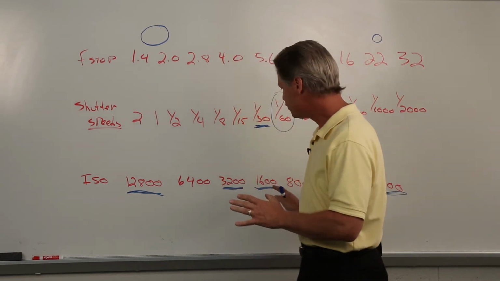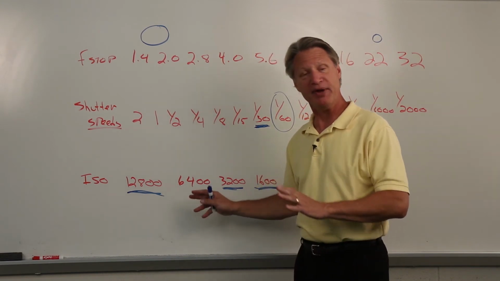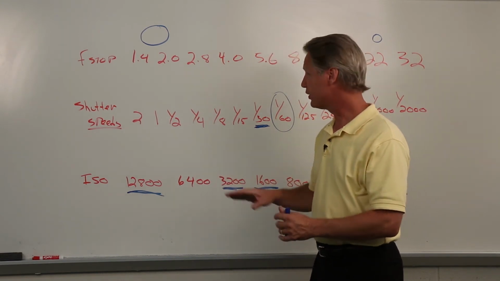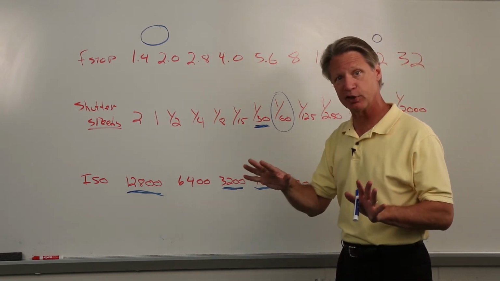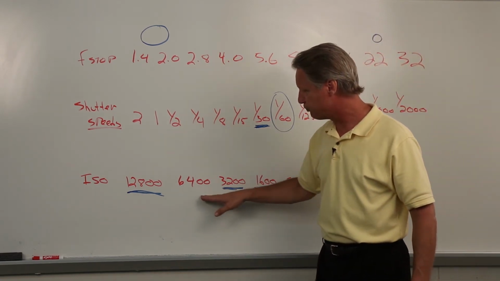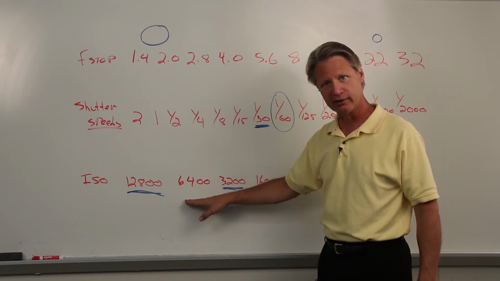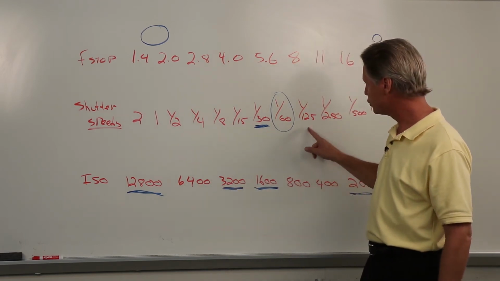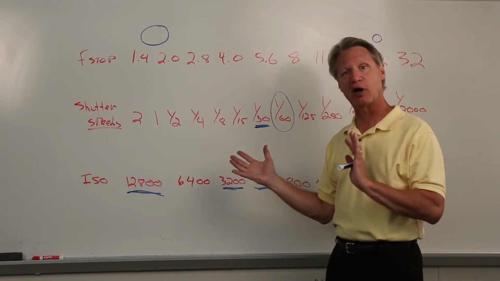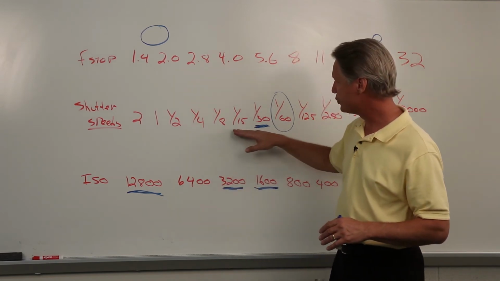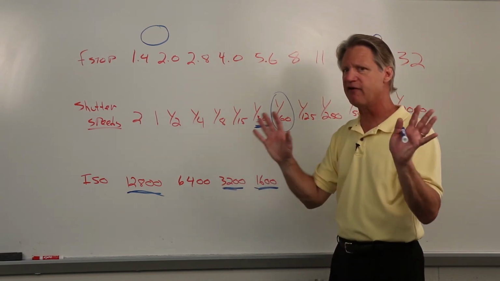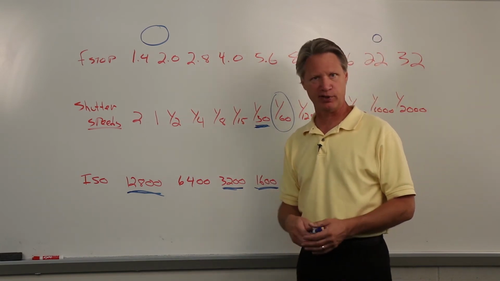So don't hesitate to run the ISO up if you have to. Because remember, we don't want to be shooting at slow shutter speeds. The pictures will be blurry. I would much rather you bring the ISO up higher, which allows you to bring the shutter speed up higher, so that you have sharper pictures, but they have a little noise in them, than if we had a slow shutter speed and everything was blurry. That's not a good picture.